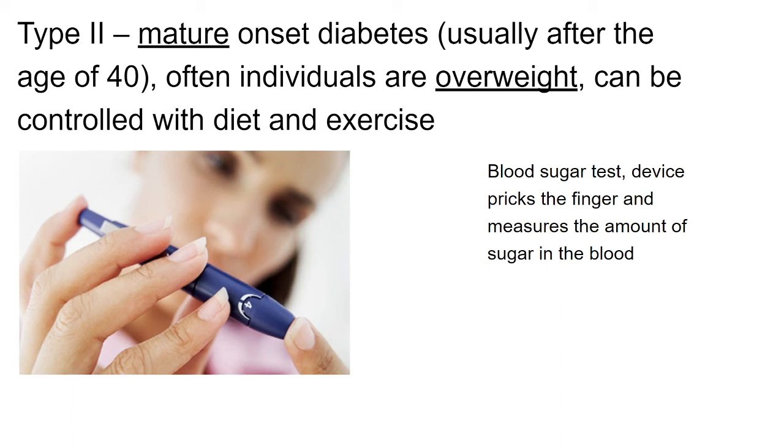Often individuals are going to be overweight, and this type can sometimes be controlled with diet and exercise. Basically, when you're overweight, the body can't process things as well. To test for this, whether it's type 1 or type 2, you do a blood sugar test: you take a little pin-like device, stab your finger, squeeze out some blood, and put it on a meter, and it registers how much your blood sugar is at, and how much insulin you need to help to offset it.